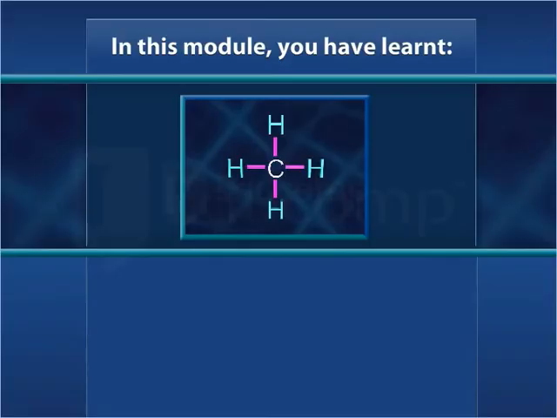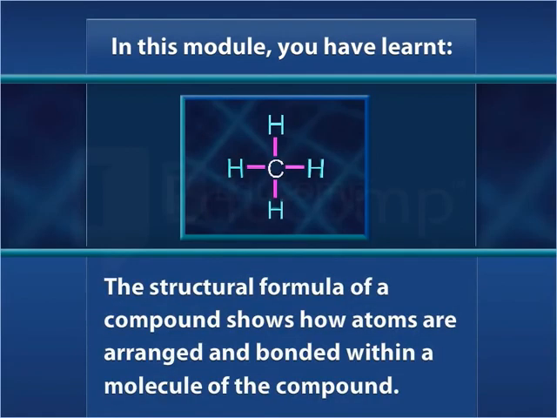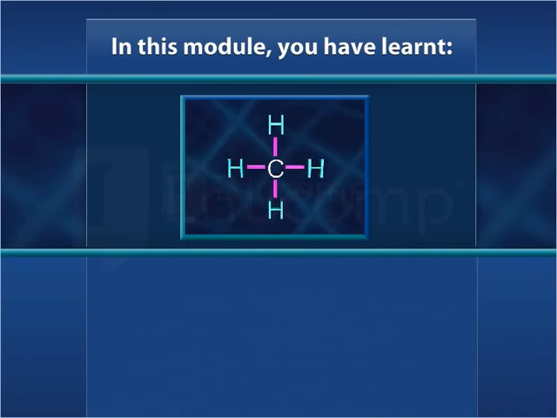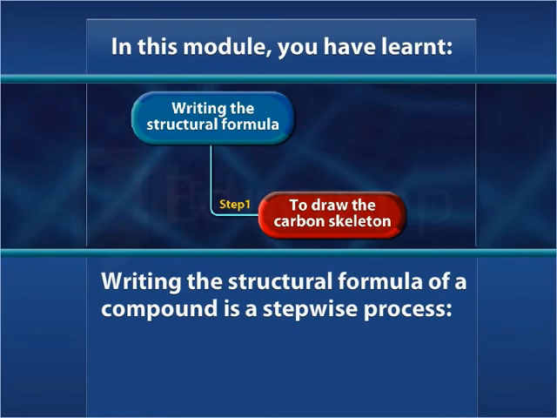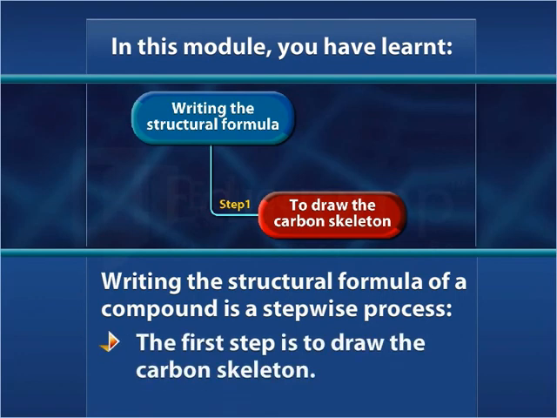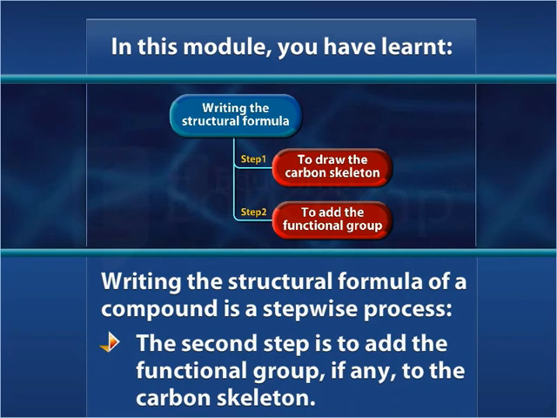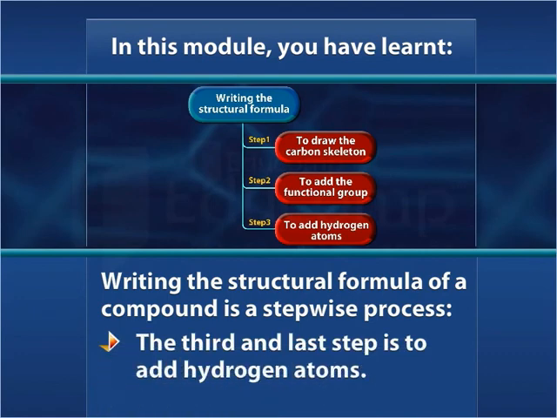In this module you've learned the structural formula of a compound shows how atoms are arranged and bonded within a molecule of the compound. Writing the structural formula of a compound is a stepwise process. The first step is to draw the carbon skeleton. The second step is to add the functional group, if any, to the carbon skeleton. The third and the last step is to add hydrogen atoms.